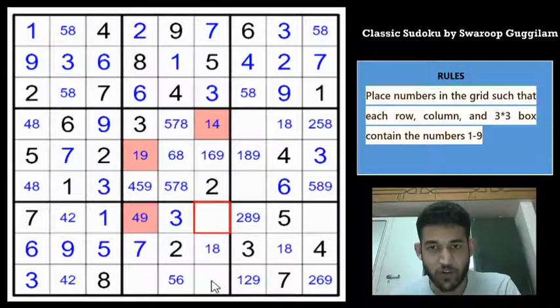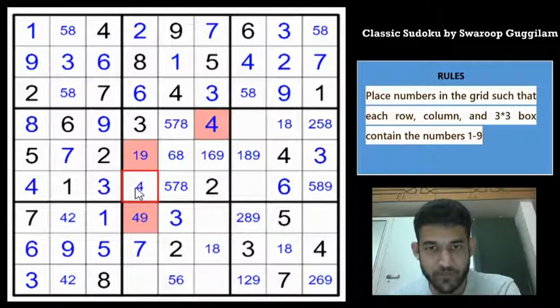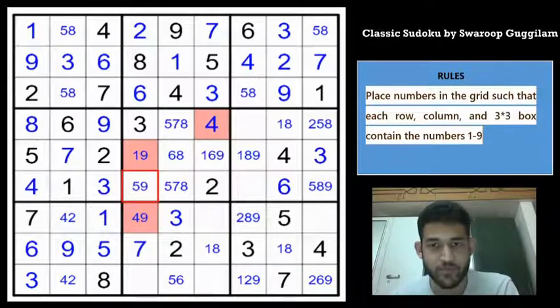So we are sure that 4 cannot be here because of the reason I said. So which means that 4 in column 6 has to go here. Beautiful. So 4 has to go here, and this gives us an 8 and a 4 here, and which means this can't be a 4 now. So this has to be a 5 or a 9, right?